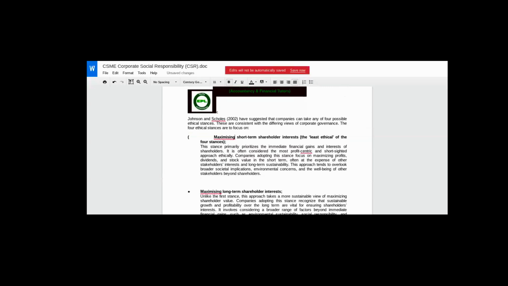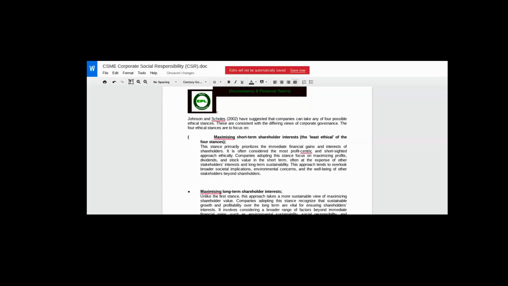The 4 ethical stands: 1, in some companies, their focus is on maximizing short-term shareholders' interest. That is the ethical stance of some companies. And when we look at this, it is advisable that companies should not at all times pay priority to short-term gains. They must have the desire for long-term profitability and sustainability.